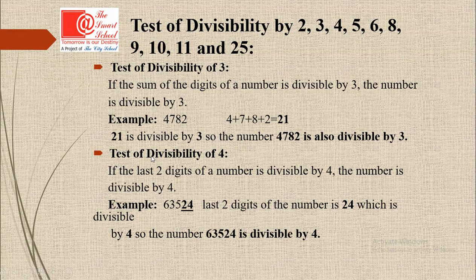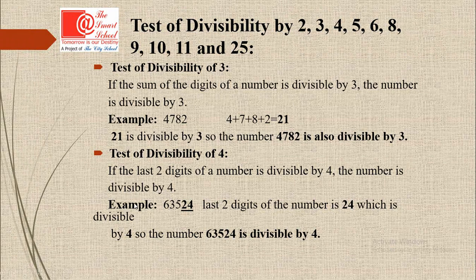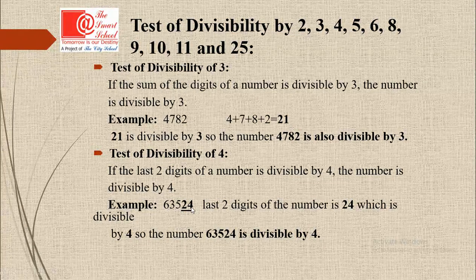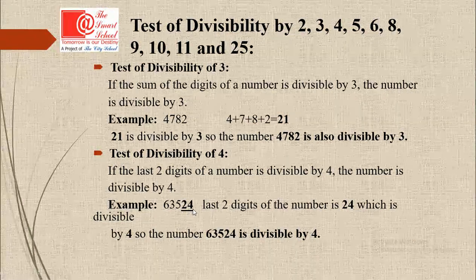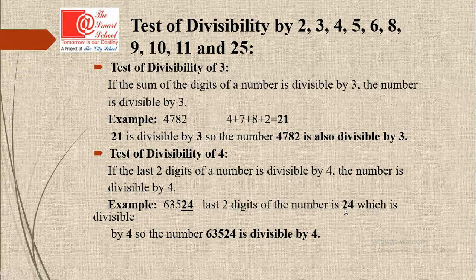Now test of divisibility of 4. If the last 2 digits of a number is divisible by 4, the number is divisible by 4. And for example, 63,524, the last 2 digits are 24, and 24 is divisible by 4. It means 63,524 is also divisible by 4.